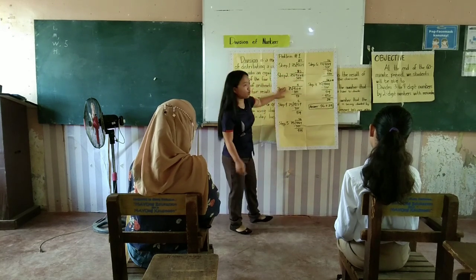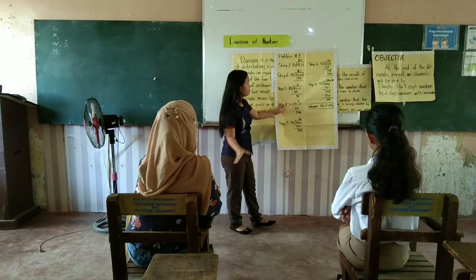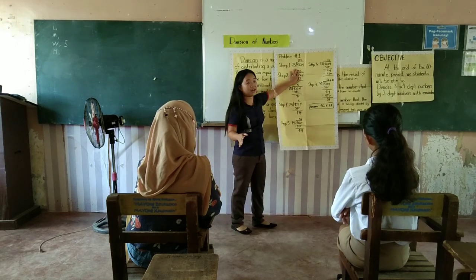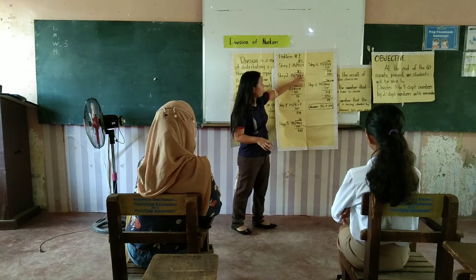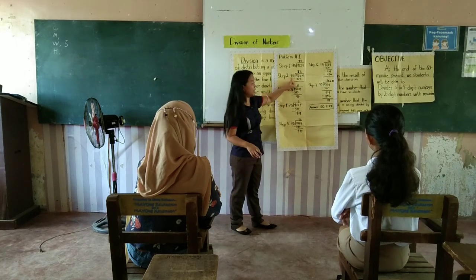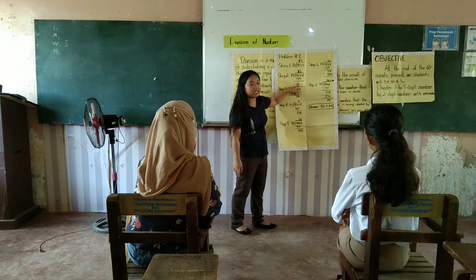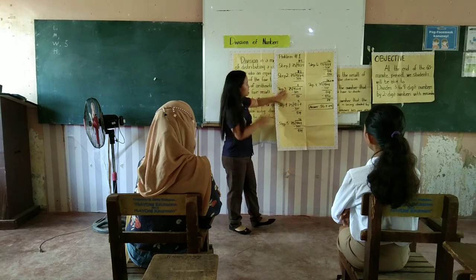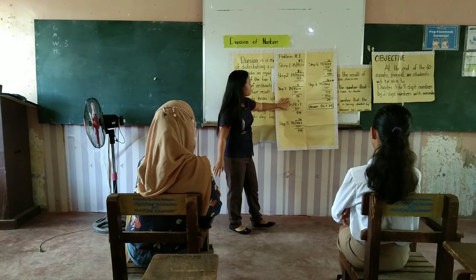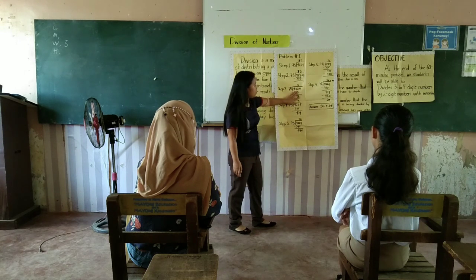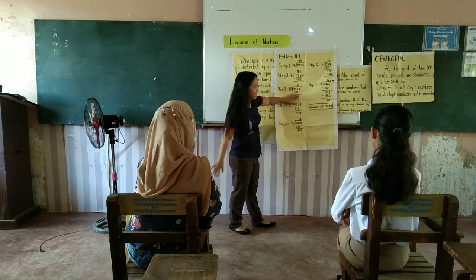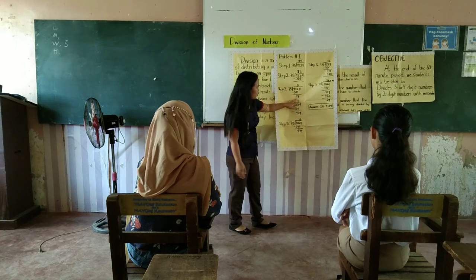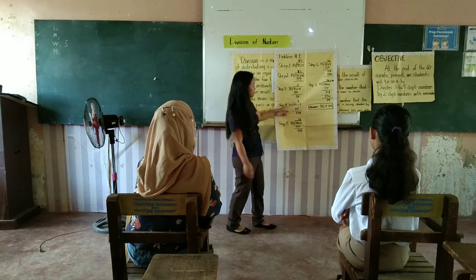Step 2 is multiply. In step 1, we divide, and then step 2 is multiply. So 5 times 75 is equal to 375. In step 3, we have to subtract. So 422 subtract 375 is equal to 47.